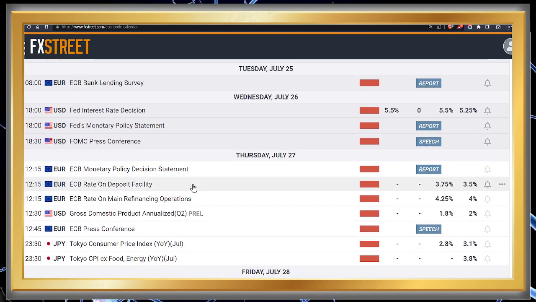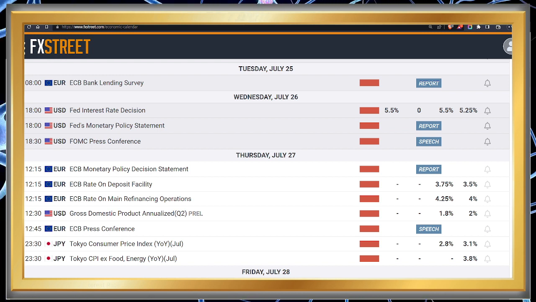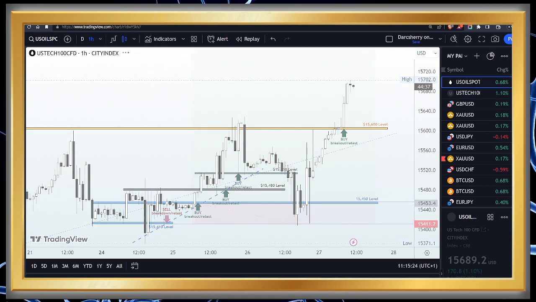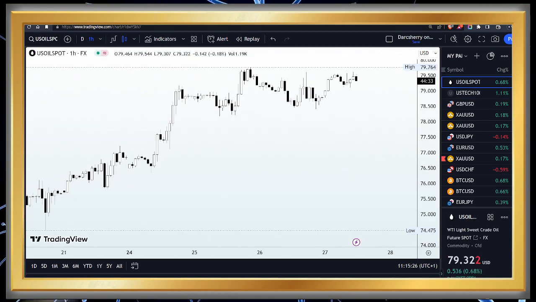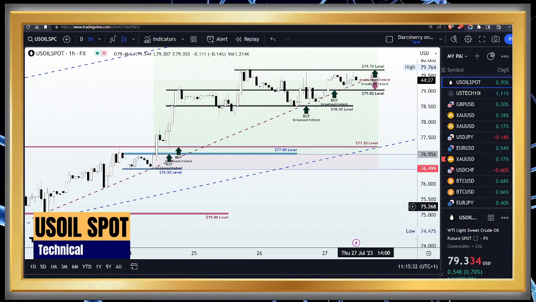So these are high impact events the majority in the market will be looking forward to today, and in fact the anticipation of these events would reflect on the chart as price action. So with that being said, let's dive right into the business for today. And as usual, the first financial asset on our watch list for today is going to be the USOILSPOT.